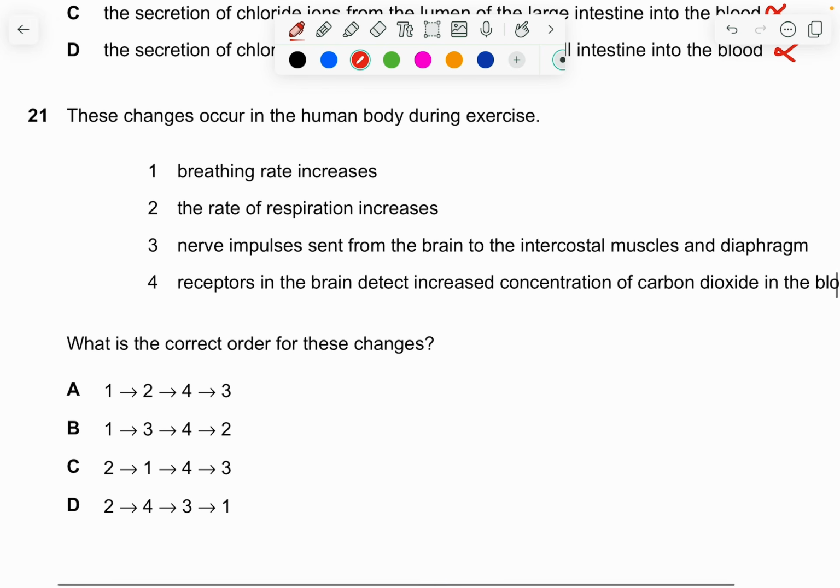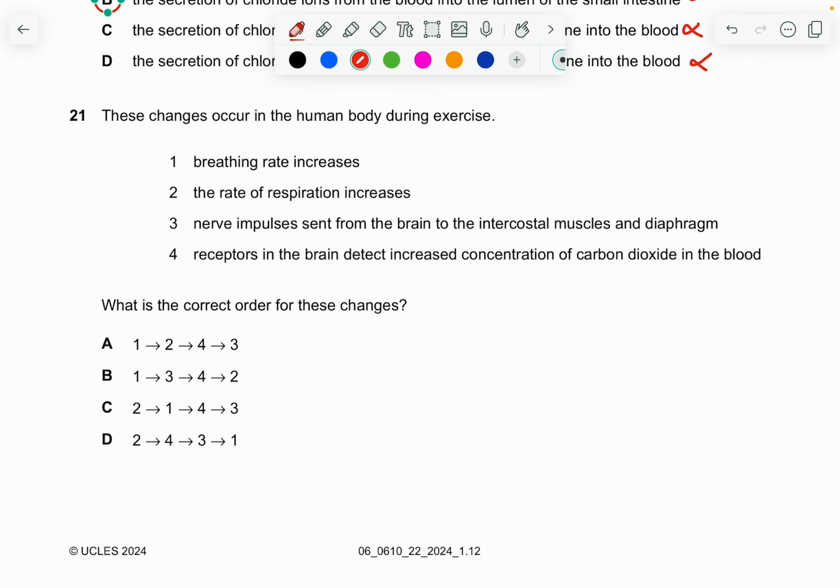So question 21. These changes occur in the human body during exercise. So what is the correct order for these changes? First of all, your body always has to detect what happens, because our body is undergoing respiration all the time. So the rate of respiration, firstly, will increase. So what happens after the rate of respiration increases? Your receptors in the brain will detect increased concentration of CO2, because more CO2 is coming out. Okay, so this is the second one.